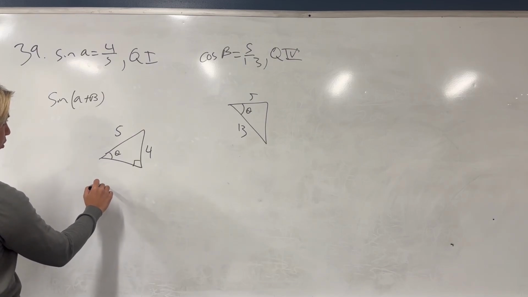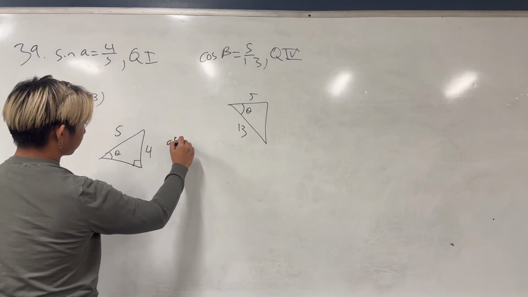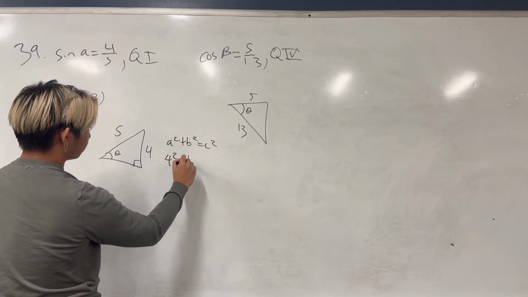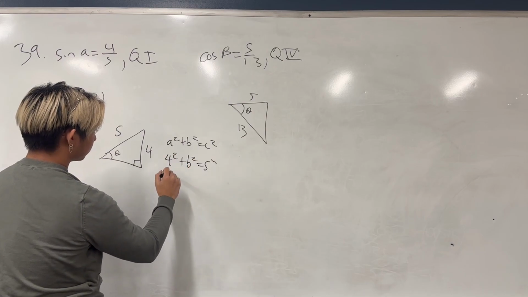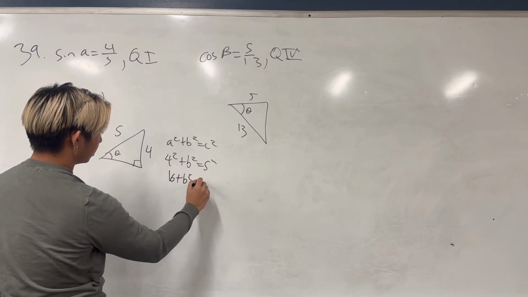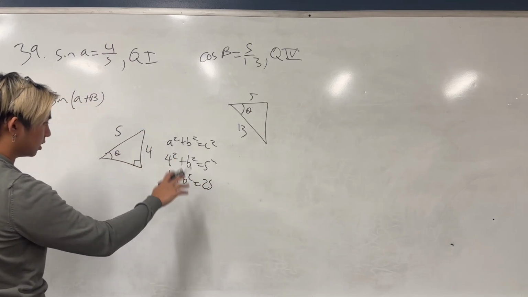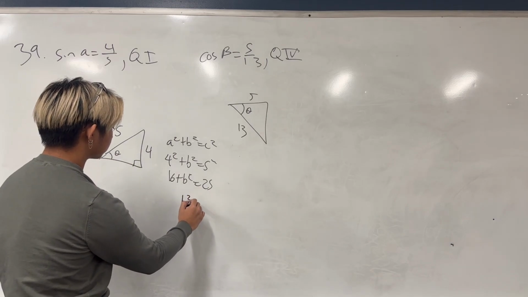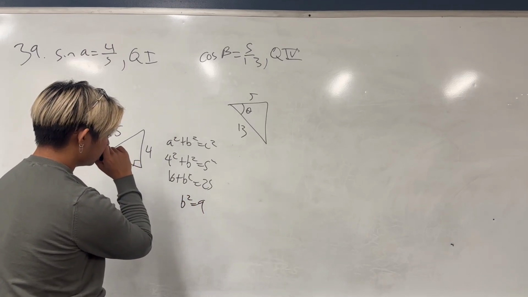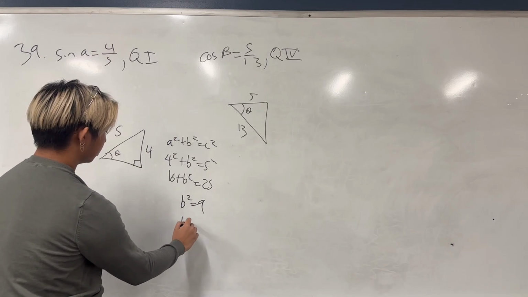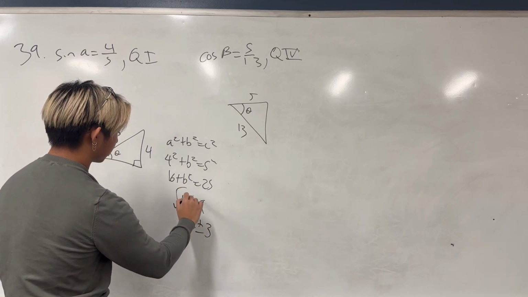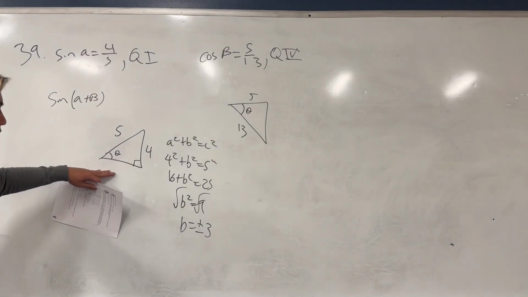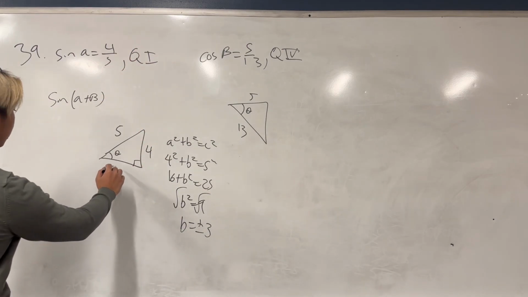I will do a squared plus b squared equals c squared, good old Pythagorean theorem. So 4 squared plus b squared equals 5 squared, 16 plus b squared equals 25. b squared equals 9. So b is equal to plus or minus 3. Square root both sides. But we know it's quadrant 1, so this side has to be positive, because it's positive in quadrant 1.